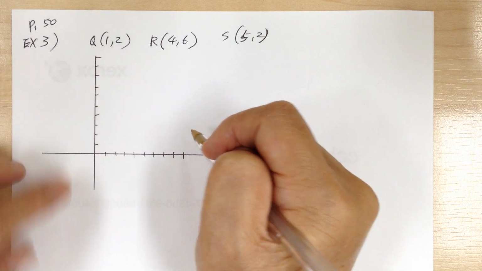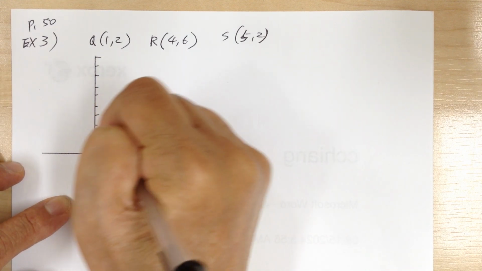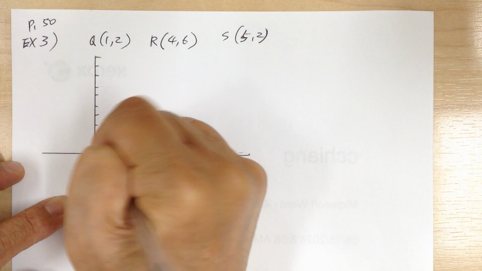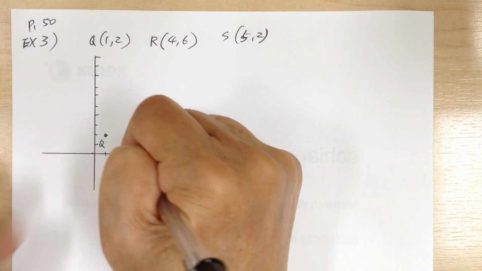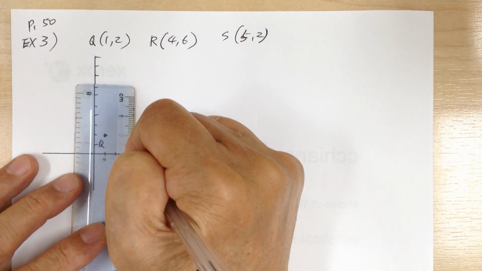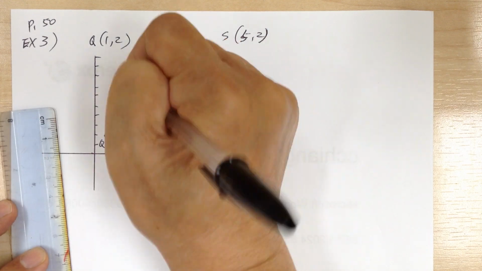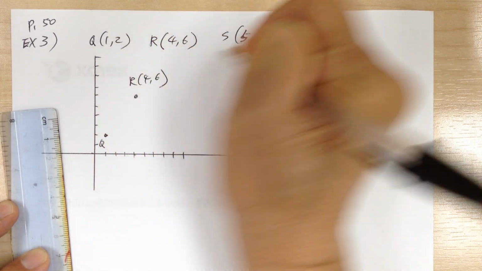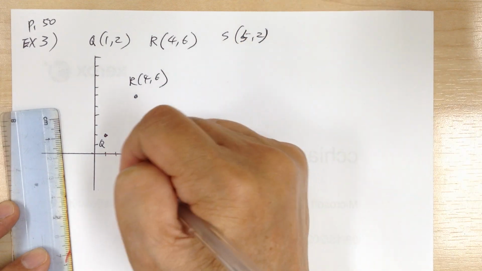Okay? So Q is (1, 2), so it'll be 1, 2 right over here. So that's the Q. Then (4, 6), so that's R at (4, 6). And S at (5, 2).